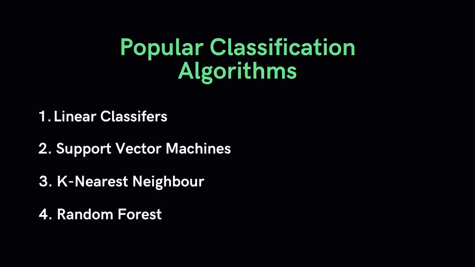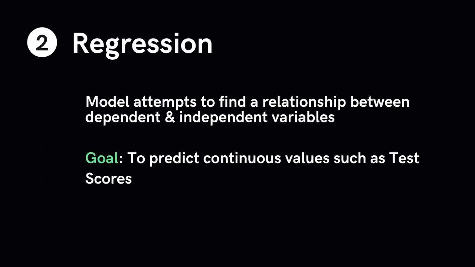There are numerous algorithms to solve classification problems, each of which depends on the data and the situation. Here are a few popular classification algorithms: linear classifiers, support vector machines, decision trees, k-nearest neighbors, and random forest. Regression is a predictive statistical process where the model attempts to find the important relationship between dependent and independent variables. The goal of a regression algorithm is to predict a continuous number, such as sales, income, and test scores.